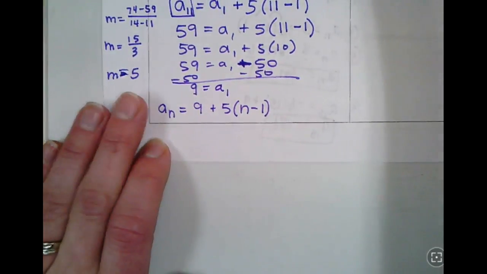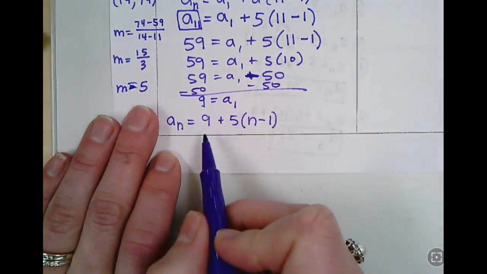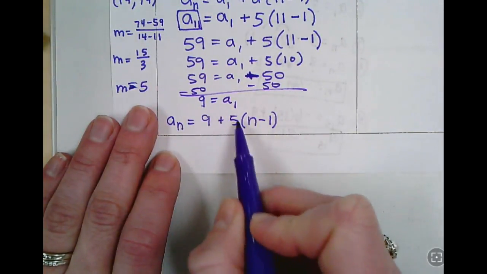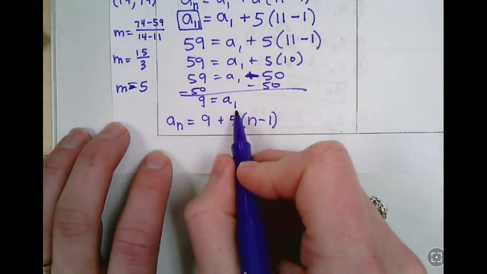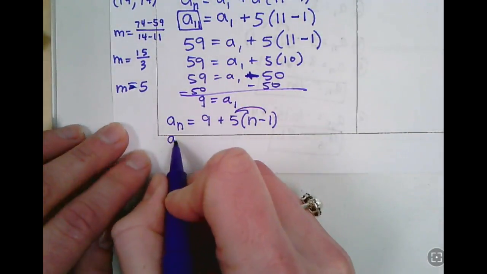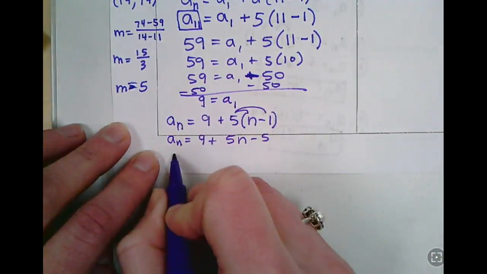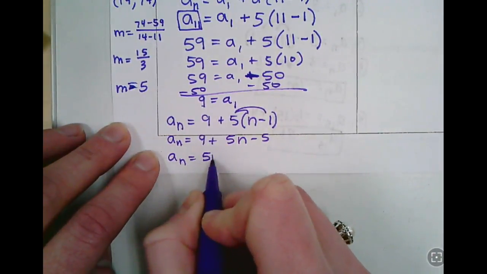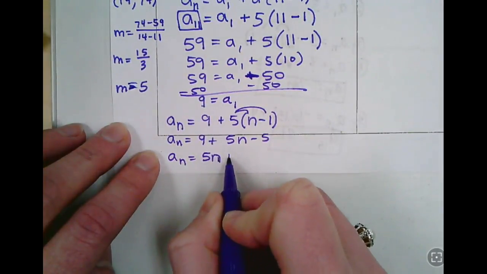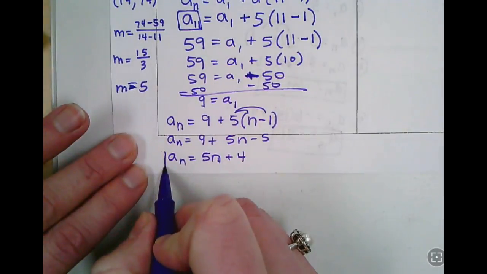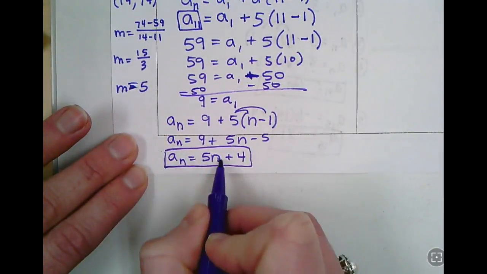So this is exactly what we did in notes yesterday. At this point, I had to find a1 and I had to find the common difference in the beginning. So now I'm going to distribute to simplify 9 plus 5n minus 5, which gives me 5n plus 4. So here is my explicit formula.